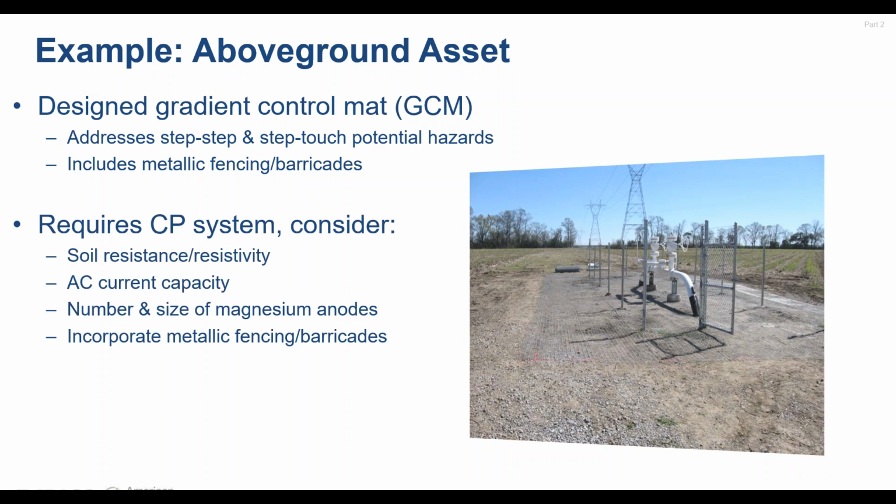Another point that's often overlooked with our gradient control mats is, remember, the gradient control mats will be decoupled for DC purposes from the pipeline itself. So that mat material will not have the benefit of any cathodic protection that's on your pipeline. So we will design a very simple galvanic cathodic protection system that is designed to protect just the mat material in these applications.